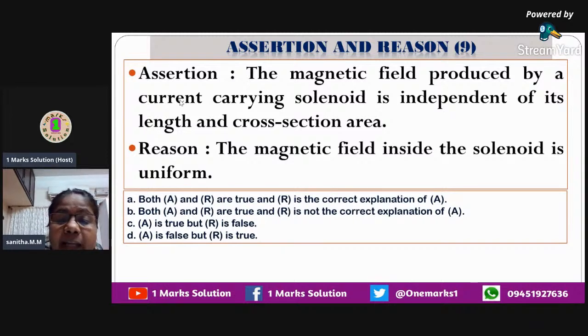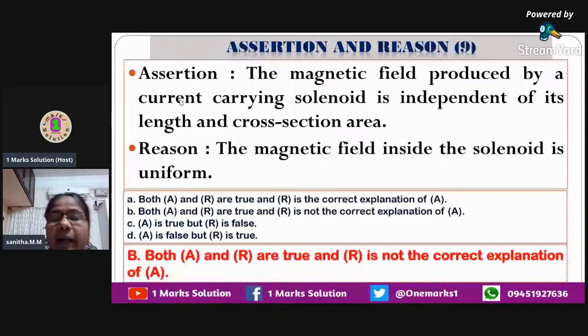Reason: the magnetic field inside the solenoid is uniform. Can we say this is the reason for the assertion? No. But this is true also. Inside the solenoid, the magnetic field is uniform and very strong. Outside it is very weak. Keep that in mind. But it is not the explanation for the assertion. So what is the answer? Option B. Now we can go for the 10th one.